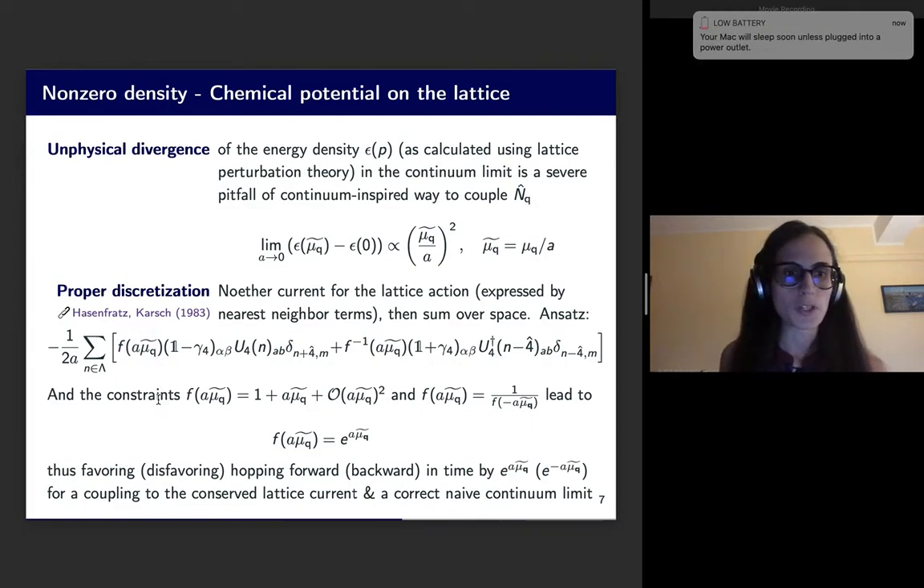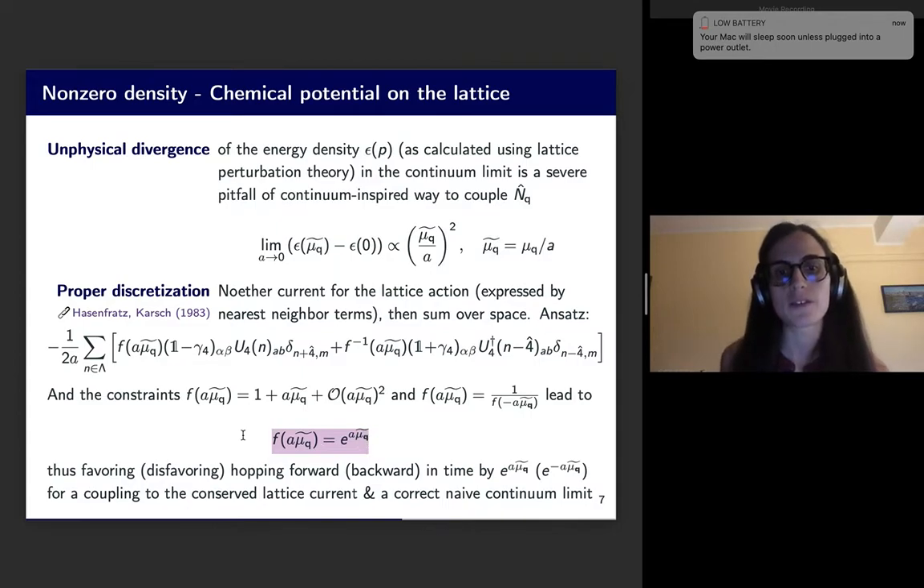And how do we work it out explicitly? By observing that there are some constraints that it must fulfill. First of which, that at mu equals 0, the original action should be recovered. And therefore, this expansion of f(a mu_q) in terms of a mu_q should be starting with a 1. And then the second term should be linear in mu_q, because this would then reproduce the density term. And last but not least, you want this property to be fulfilled in order to ensure time reflection invariance. Now, taking these constraints into account, the simplest form one can come up with is the following form.